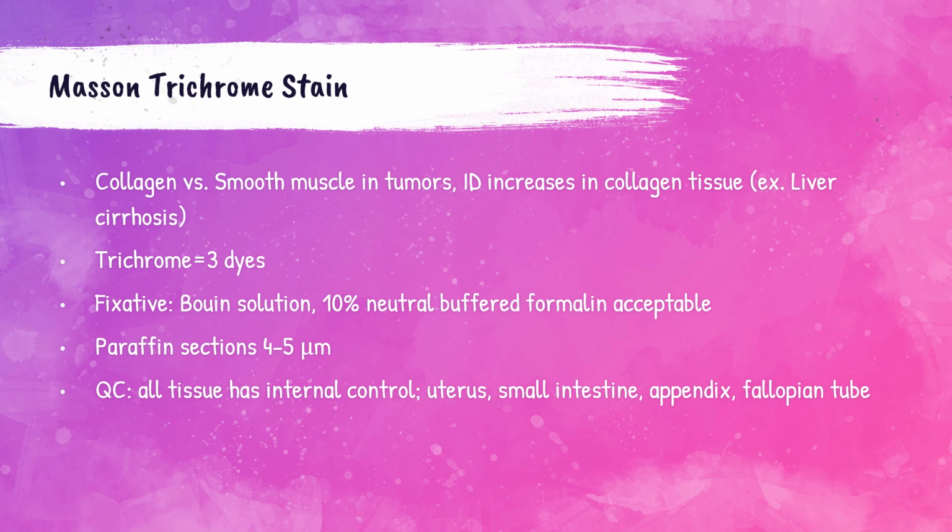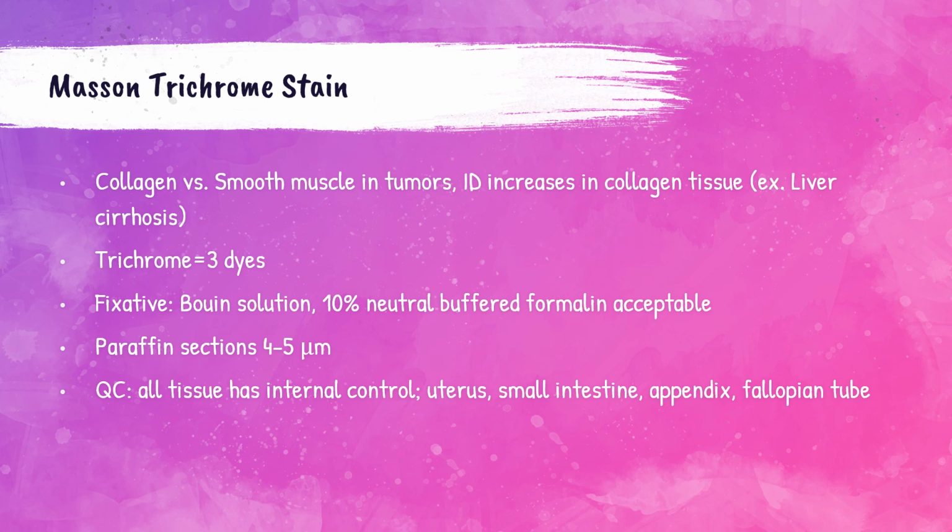So the first stain that we are going to be discussing is the Masson trichrome stain. It's called trichrome because it uses 3 different dyes, so tri-3. The Masson trichrome stain is used to distinguish between collagen tissue and smooth muscle tissue within tumors. It is also used to help identify if there are increases of collagen tissue in certain diseases. An example of this would be cirrhosis of the liver.